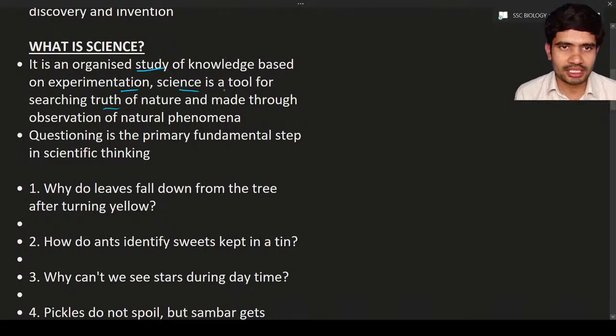The questioning is the primary fundamental step. The questions may be many things. For example, why do leaves fall? How do ants identify the sweets kept in a tin, and so on. All these are things for which you can find answers with the help of science.